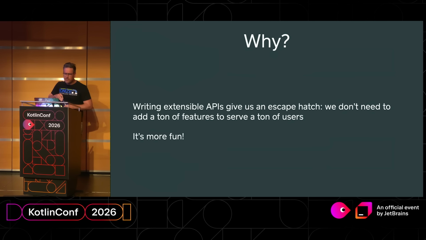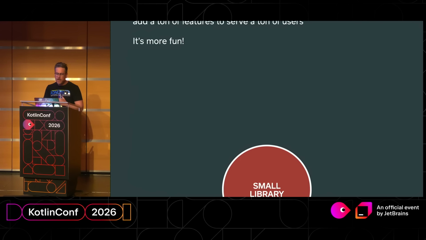Item 3 is extensibility. Extensibility is an escape hatch. We don't have to add a ton of features to get a ton of users. And so, again, in that gRPC example, OkHttp can carry gRPC, but it can carry gRPC because we just built the right places where the gRPC team can plug in their behavior.